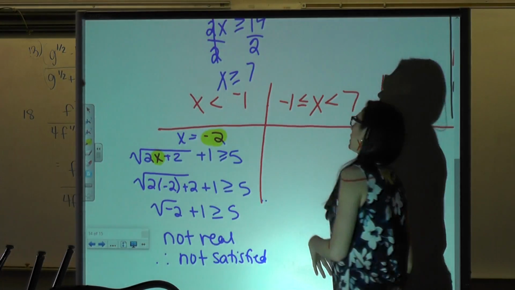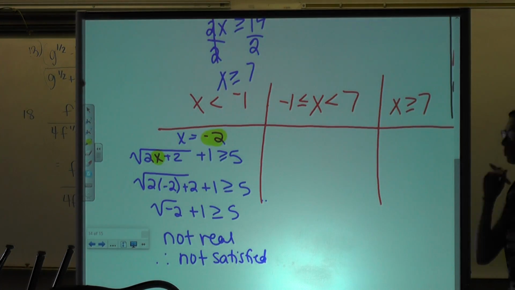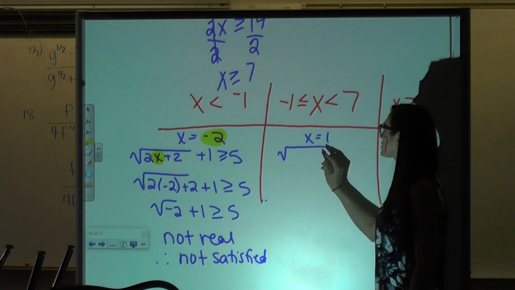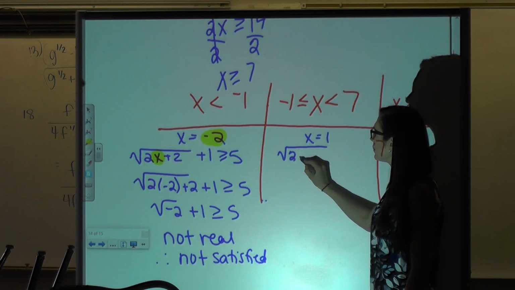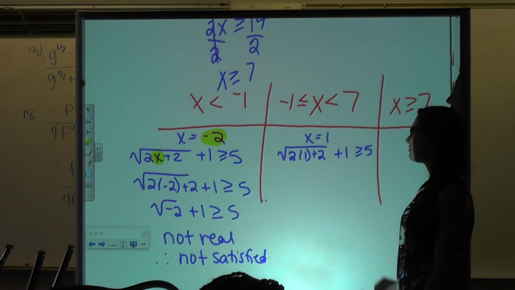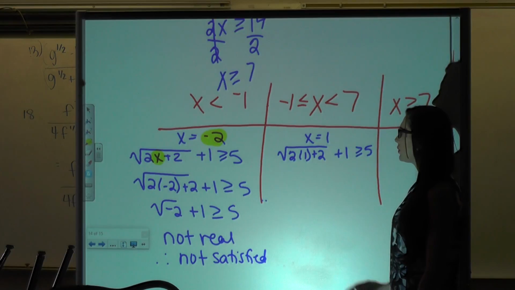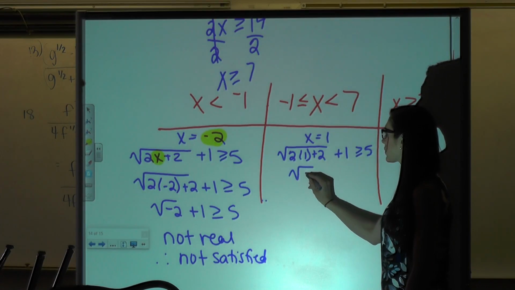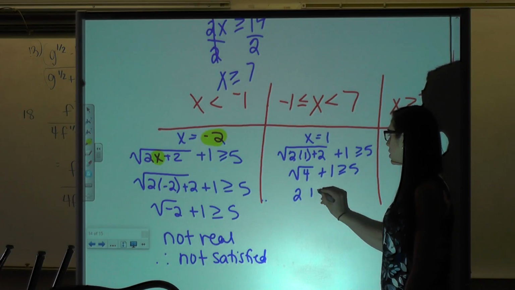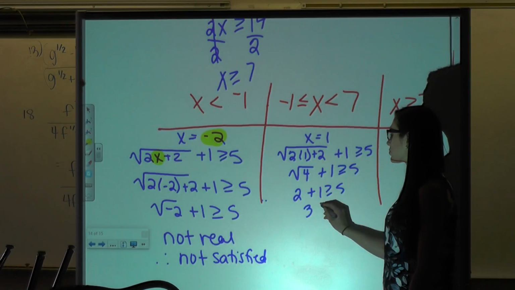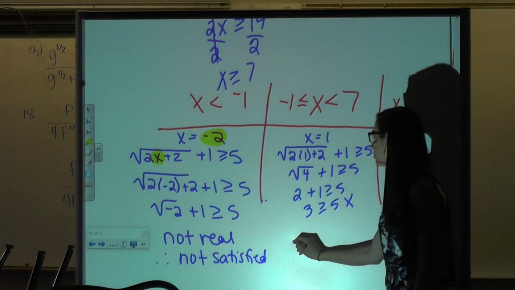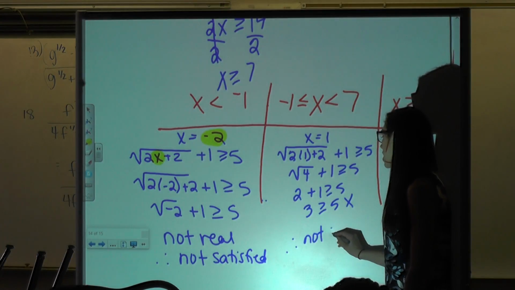Pick any number in between -1 and 7. 1. X equals 1. So we've got the square root of 2 times 1 plus 2, plus 1 is greater than or equal to 5. 2 times 1 is 2, plus 2 is square root of 4, plus 1 is greater than or equal to 5. Square root of 4 is 2, plus 1 is 3. Is 3 greater than or equal to 5? No. Therefore, not satisfied.